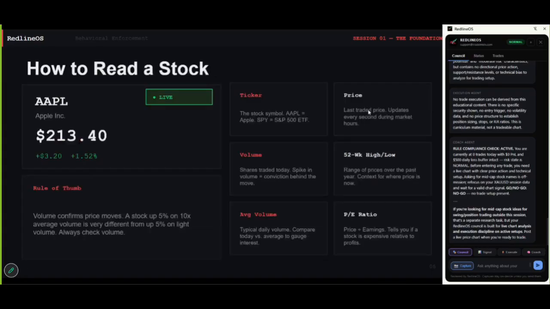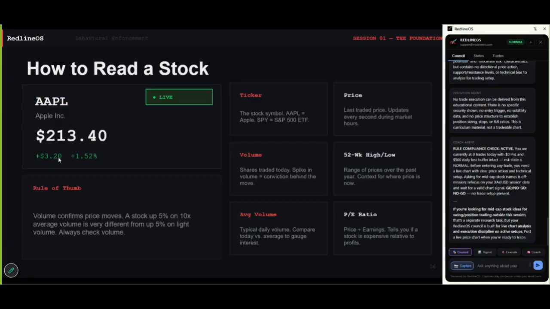So we're gonna talk about how to actually read a stock. It's very easy. You enter the stock market, the first thing you're gonna see is the price chart. So right here we have the price. For example, Apple is trading at $213.40. You have the ticker symbol AAPL. The ticker symbol is what the stock exchange uses. You can think of it like an ID card for the stock. This is a PIN number the exchange uses to actually know what stock you're talking about.